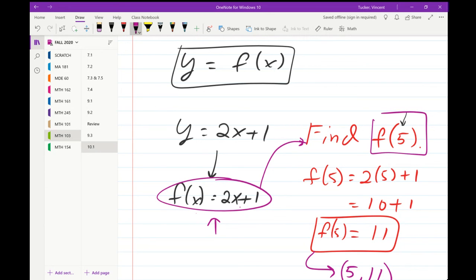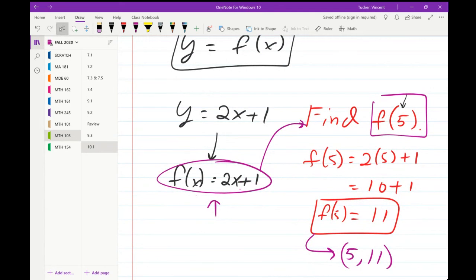So you plug 5 into your equation, that's 2 times 5 plus 1. 2 times 5 is 10. 10 plus 1 is 11. So f of 5 is equal to 11. And so you plug in 5 for x, you got out 11. Remember, your input is your x, your output is your y, input is your domain, output is your range. So I could also rewrite that statement as (5, 11) as my ordered pair. 5 was my x, 11 was my y.